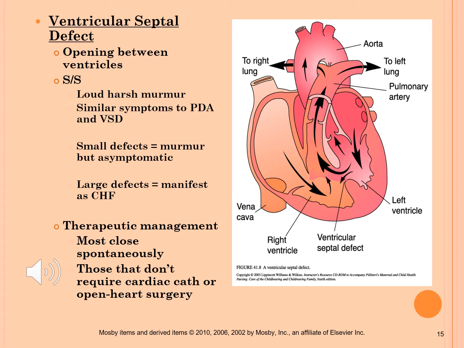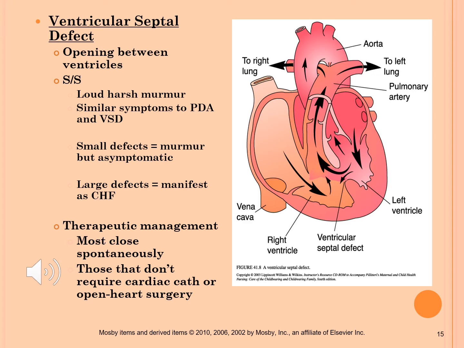Assessment-wise, it will produce a loud, harsh murmur, with similar symptoms to the PDA and ASD that we've already talked about. So rales, congestion, tiring with activity, poor weight gain, or failure to thrive, again because we have increased pulmonary circulation causing those symptoms. Small defects can have a murmur, but they may actually be asymptomatic. Large defects will typically manifest as congestive heart failure, so think about your congestive heart failure signs and symptoms: tachypnea, poor feeding, and again, failure to thrive.